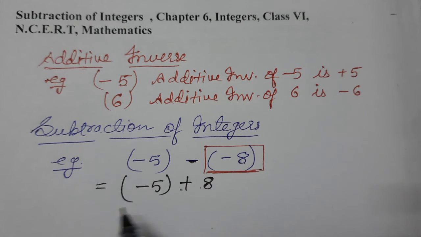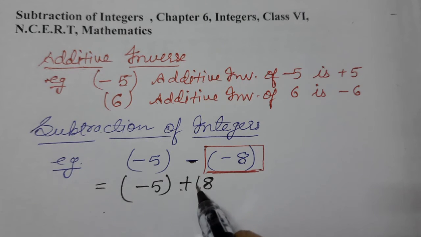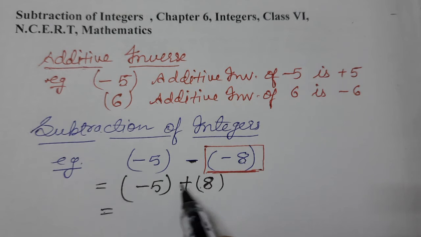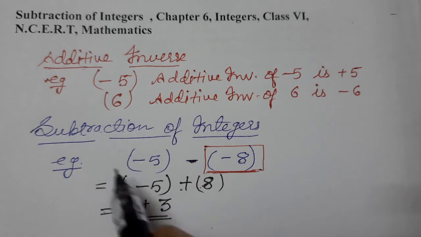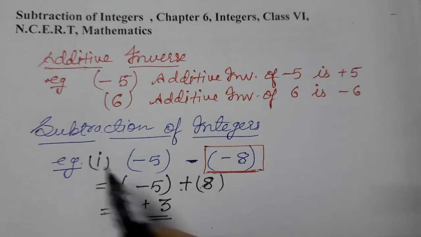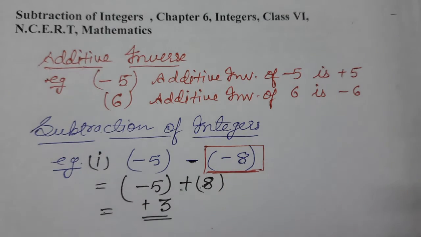That is plus 8. Now the question turns into the addition of integers, and we know one minus and one plus, we have to subtract and put the sign of the bigger one. The bigger one is plus, so plus 3, or simply 3, we can put. This is one example. Now let us take one more example to illustrate more about it.